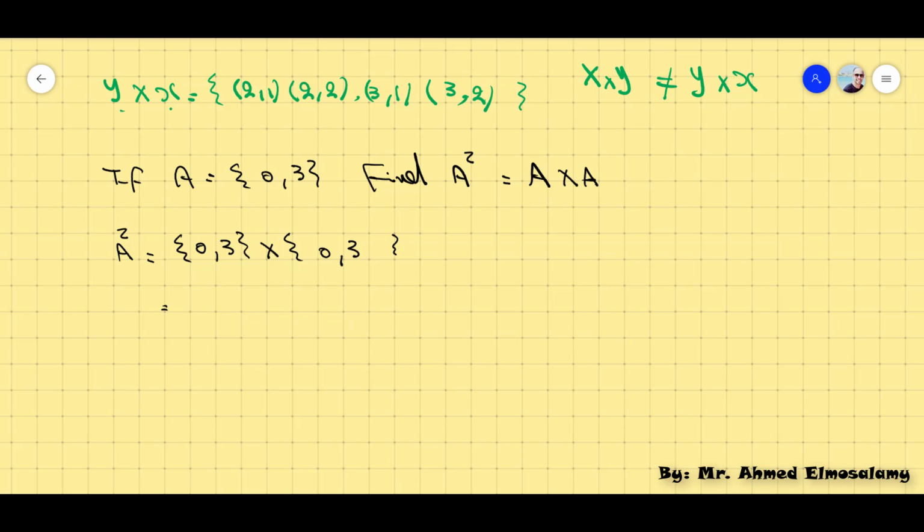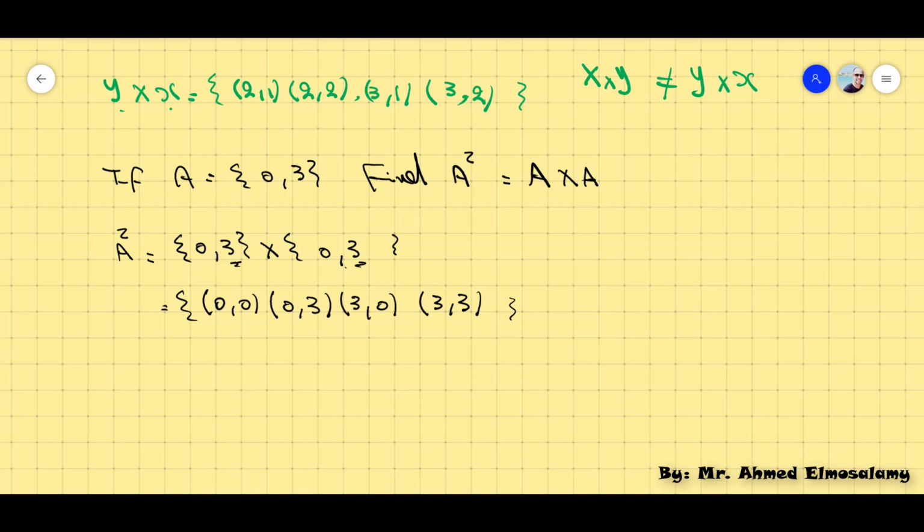So it will be equal what? {0, 3} product {0, 3} equals an open set. The first element is 0, so it will be equal (0, 0). Second one (0, 3). Very good, (0, 3). Then (3, 0). The last one will be equal, very good, (3, 3).